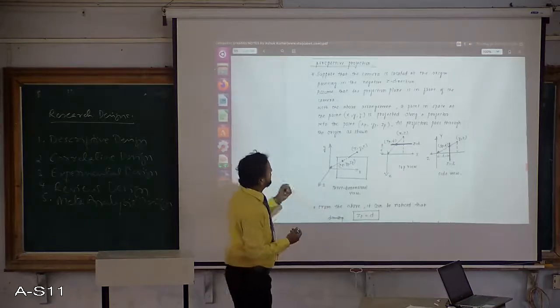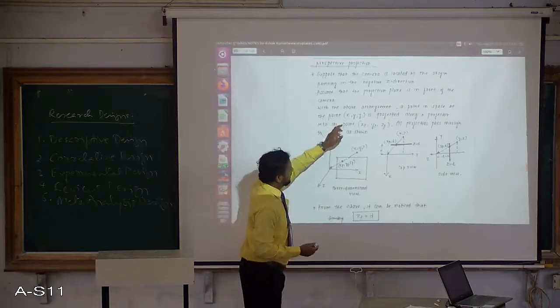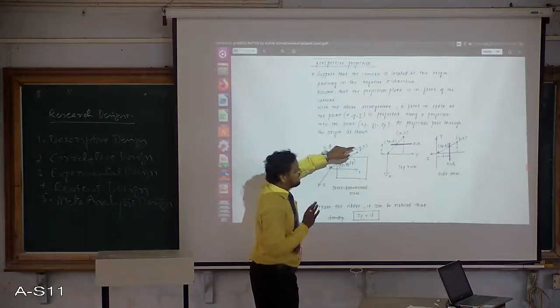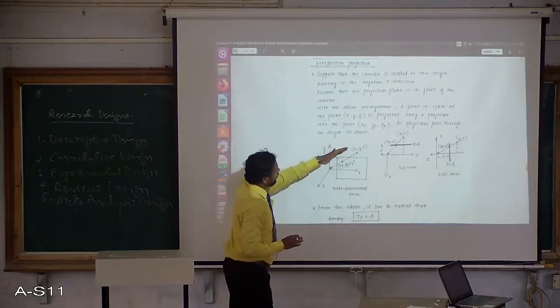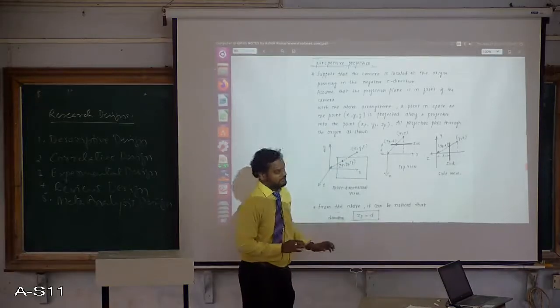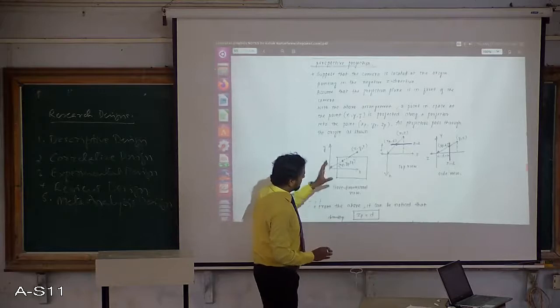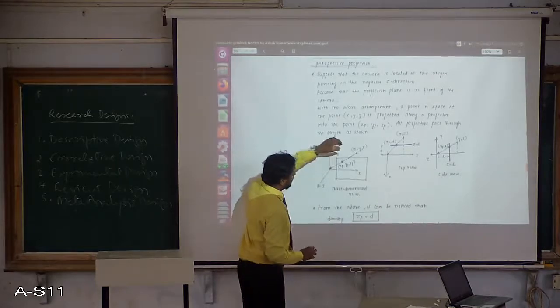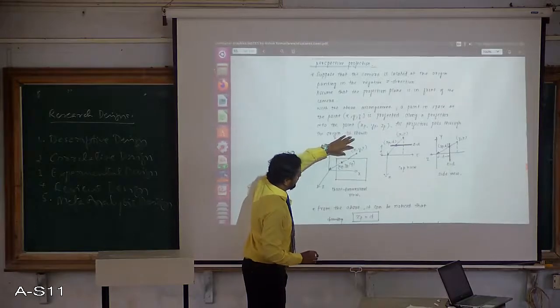Okay, next. With the above arrangement, a point in space at the point x, y, z, so x, y, z is a point, is projected along the projector onto the point xp, yp, zp. Okay, so this is all shown here. So if I take this into consideration, xp, yp and zp are projected along the line x, y, z.